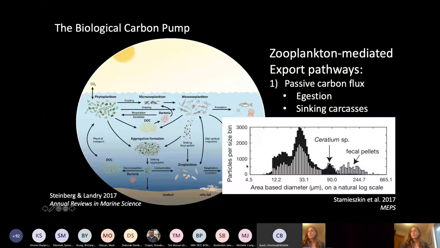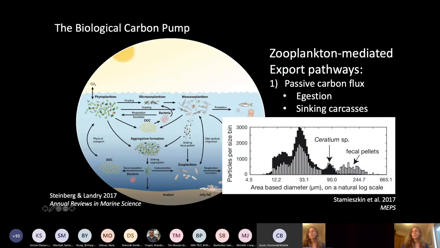I wanted to include this visual of the process of feeding, turning smaller particles into larger fecal pellets that then sink faster because of their density and size. These were a set of experiments that I did to try to quantify that shift in particle size spectrum due to feeding. In these black bars are the numbers of particles in these different size bins that you see on the x-axis in experimental containers that did not have grazing by mesozooplankton. And then the white bars are the containers that did have grazing.